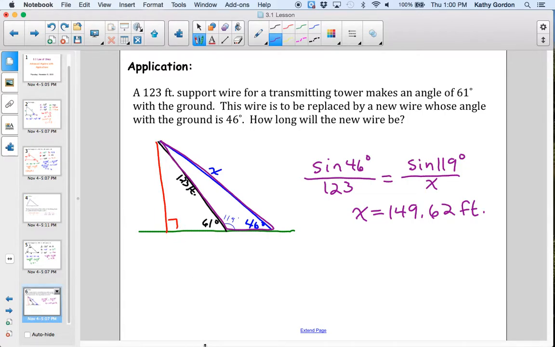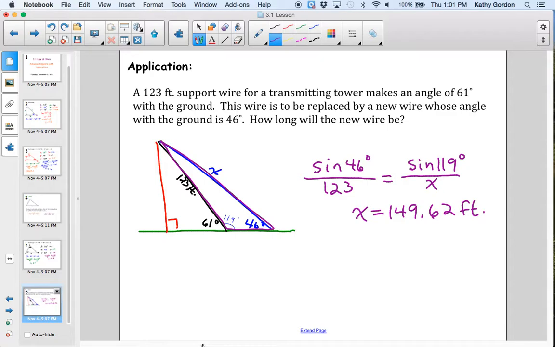Because I have enough information for that. I have this 123 as my hypotenuse, and I've got the 61 here as my angle, so I can set up a sine of 61 to figure out what my tower would be. And then once I know what the tower is, then I consider this bigger right triangle with the 46 angle, and I set up sine again, but this time I know this side, and it's this one I'm going to figure out. And I end up with the same exact answer.